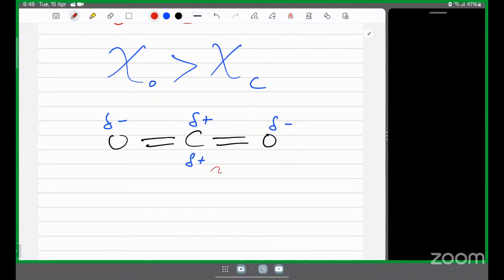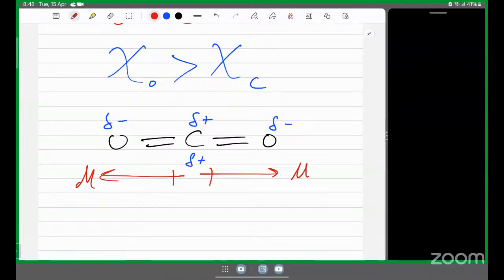One will be from carbon to the right hand side oxygen, positive to negative. Another one will be carbon to the left hand side oxygen, positive to negative. Both of them will have the same value of dipole moment. Why is it so? Because in both dipoles, the same amount of charge is present. If the right-handed oxygen has -2 coulomb, the same will be for the left-handed oxygen. And carbon is common to both oxygen atoms.